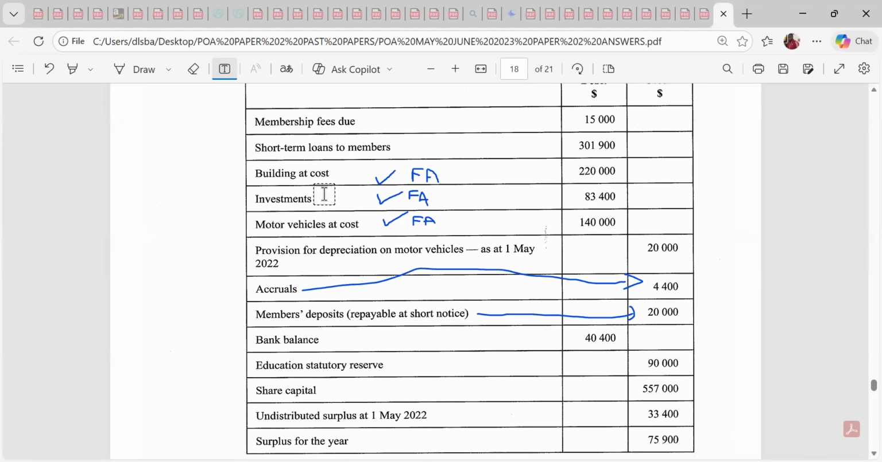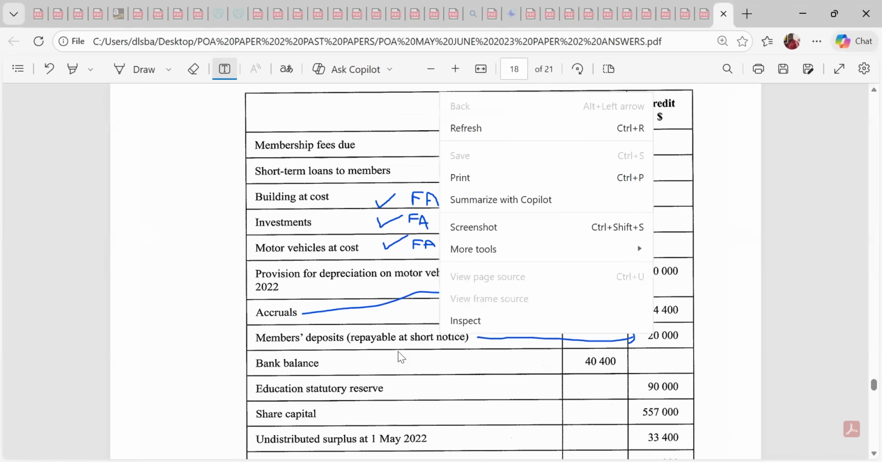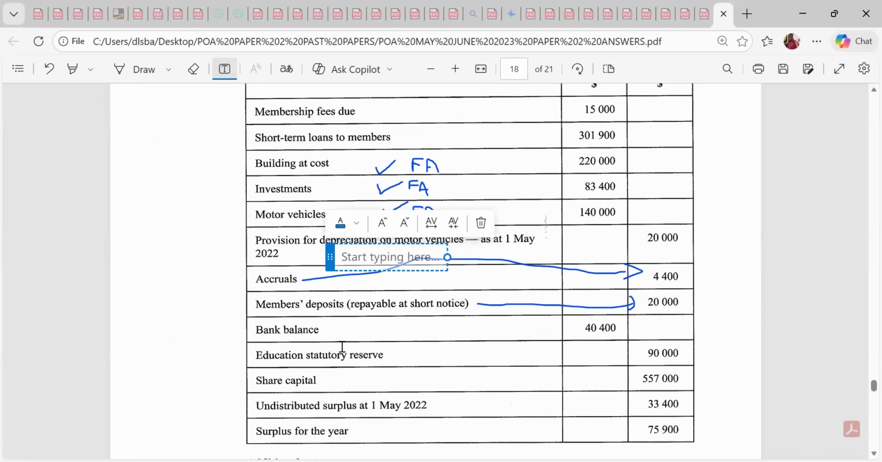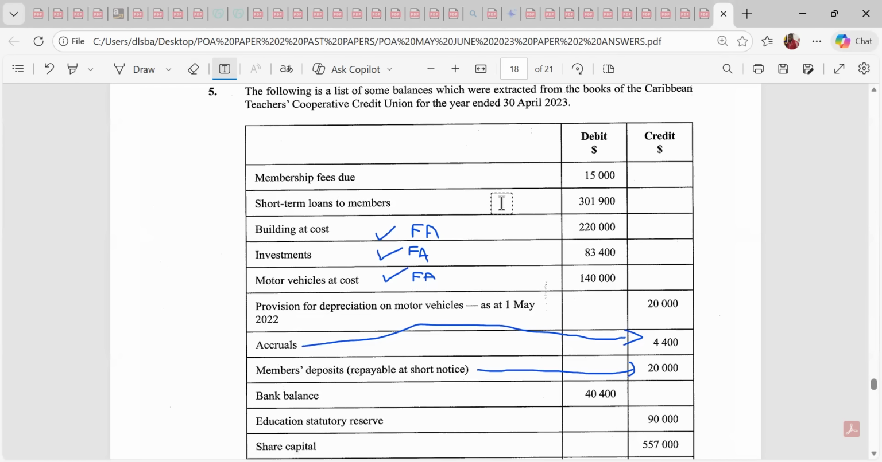Your current assets now: you have your bank balance, which will be the most obvious one. But then you have your short-term loans to members. Them owing you money, that's a current asset. And then membership fees due. That is people who pay in to be members of the cooperative and they owe the cooperative money. That's a current asset as well. The same way accounts receivable is a current asset, those are also current assets. So I would list short-term loans and membership fees as current assets.